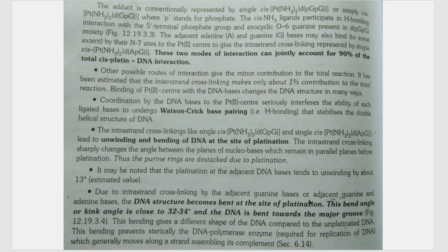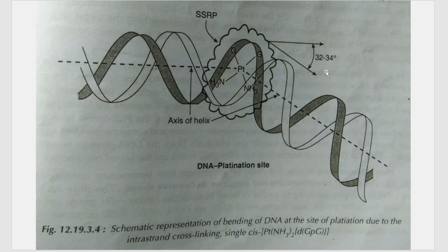and last thing what happens is that due to the intrastrand cross linking of adjacent guanine bases or adjacent bases, the DNA structure, because of this platination, becomes bent at the site of platination, and the kink angle or the bent angle is around 32 to 34 degree. Okay, and unwinding takes place at around 13-degree angle, and this bent angle is around 32 to 34 degree.